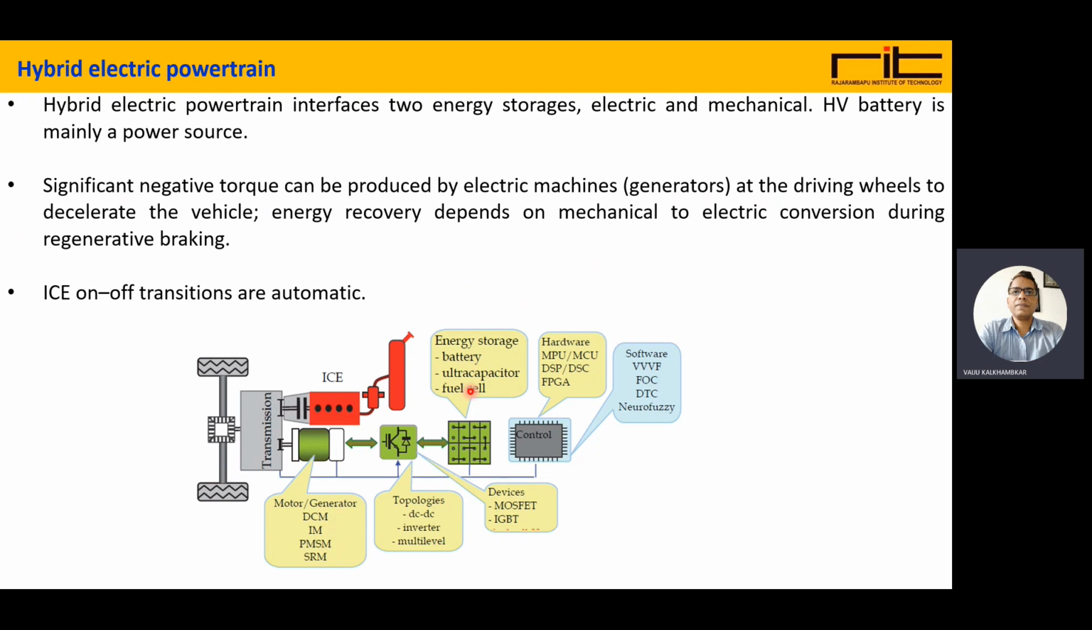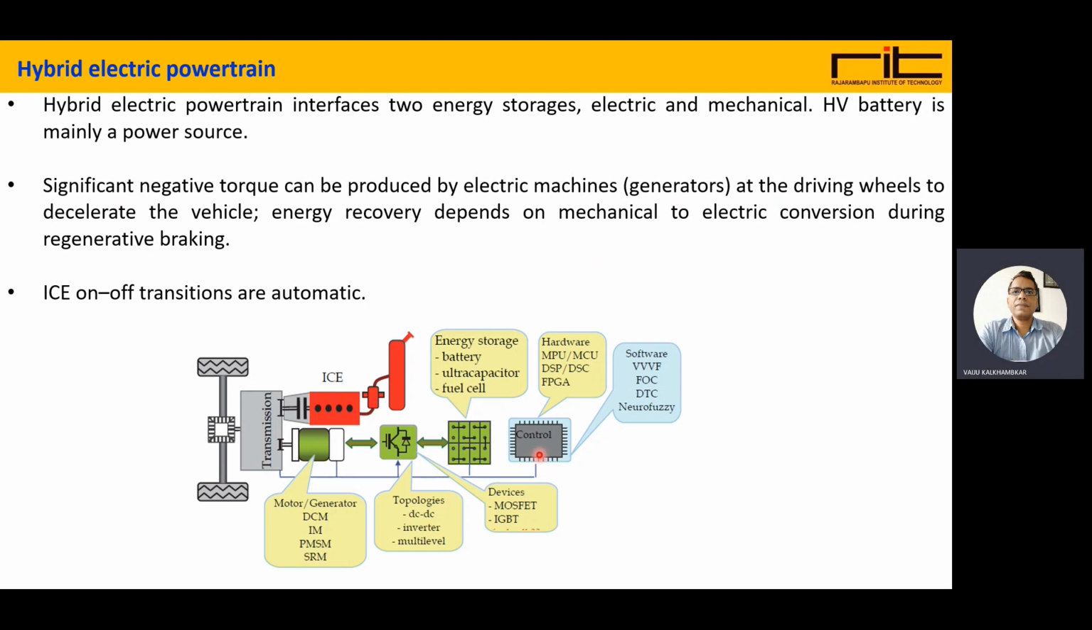Now this motor will be supplied by the battery, that is the energy storage. It can be a battery, ultra capacitor, or fuel cell. And then it will be given to the various topologies of the converter, that is the inverter and multi-level converters, or DC to DC or DC to AC converter, depending on the type of the motor used. Also, it will have various conversion devices, that is MOSFETs and IGBTs.